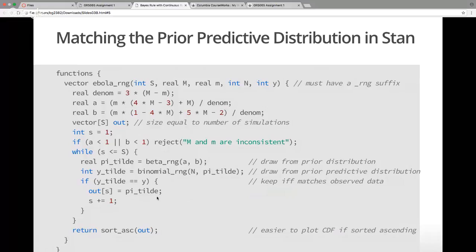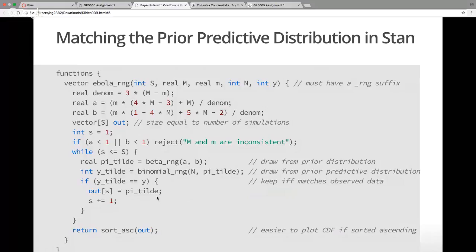The main difference between Stan code and R code is that Stan code is going to be translated into C++ and compiled. Therefore, the first time you mention something, you have to say what type of thing it is in order for the computer to allocate enough memory for it. So I have a function called ebola_rng. This is going to generate random numbers, and so it has to have an rng suffix in order for Stan to recognize that. It's going to return a vector of draws from the prior predictive distribution.